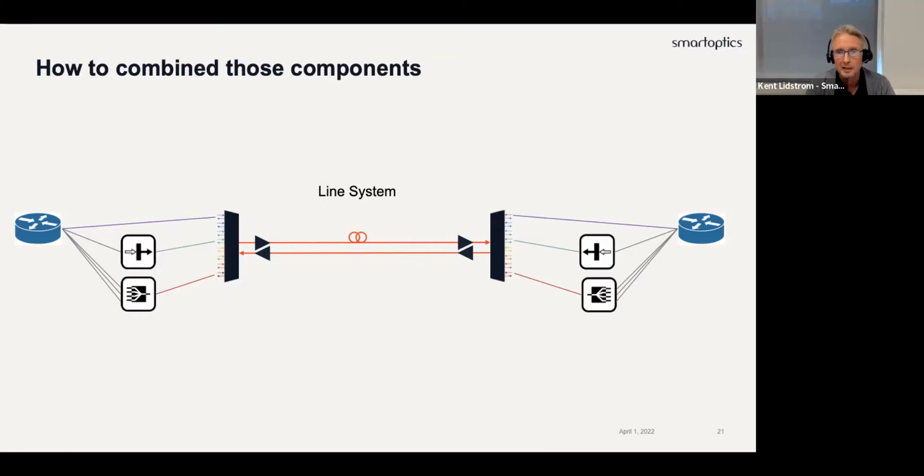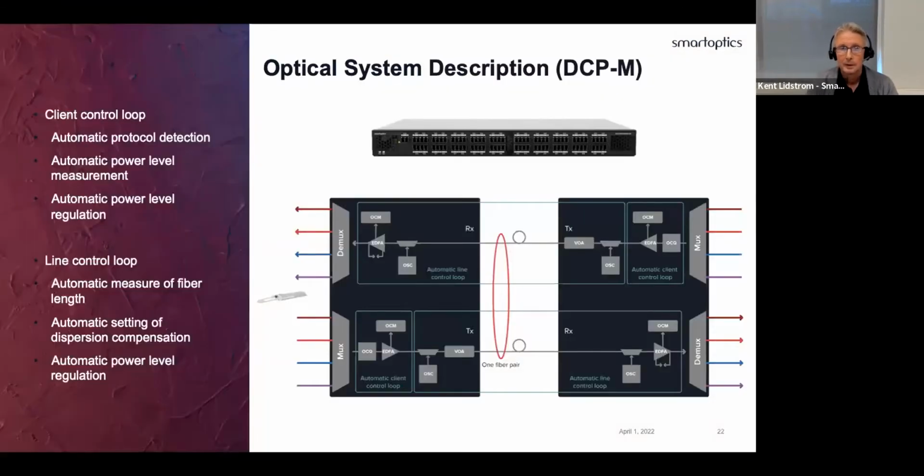So if you jump to the next slide, this is an explanation of the box that you are using for your transmission with smart optics, the DCP-M platform, where we have 40 channel DWDM with a high level of automation. And what do I mean by that? Well, if we start on the left side, we have a transceiver. In this particular picture it is a PAM4 100 gig DWDM.